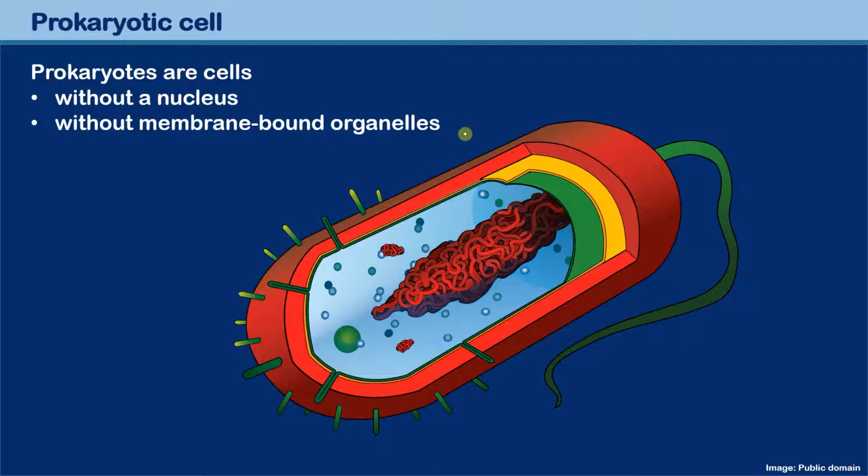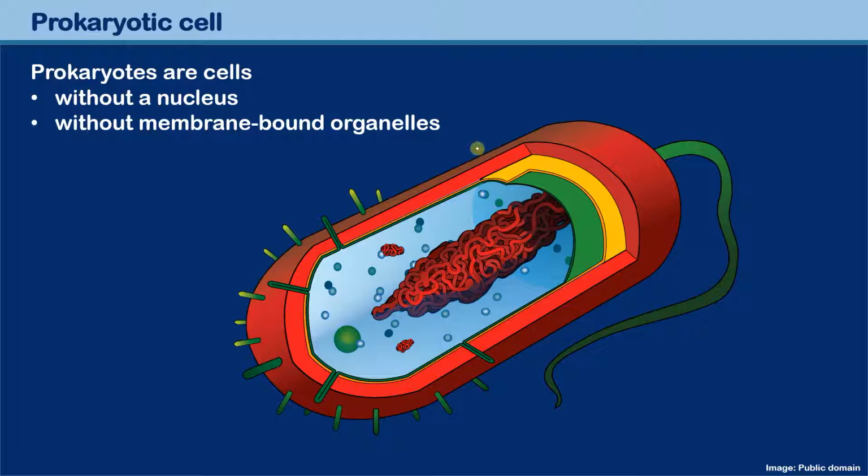Prokaryotes are cells that do not have a nucleus and they do not have so-called membrane-bound cell organelles. And membrane-bound organelles are structures inside the cell with a membrane. They do not have that. But they have other interesting parts and components, and we're now going to label the prokaryotic cell.